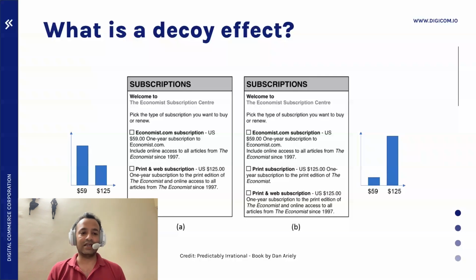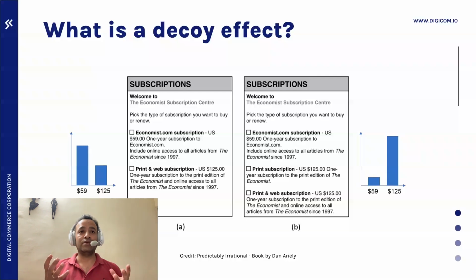And then they had a second option which says, if you want to get the print as well as the web subscription, you'll have to pay $125. The results that you see on the left, about 50% of the people opted in for the economist.com subscription, just the web subscription, and did not really think about getting the print and web.